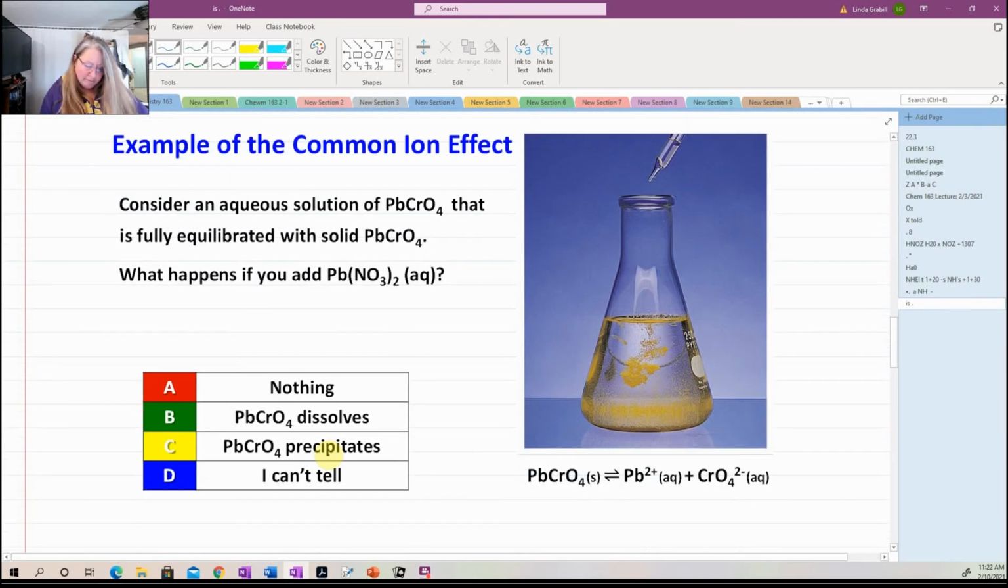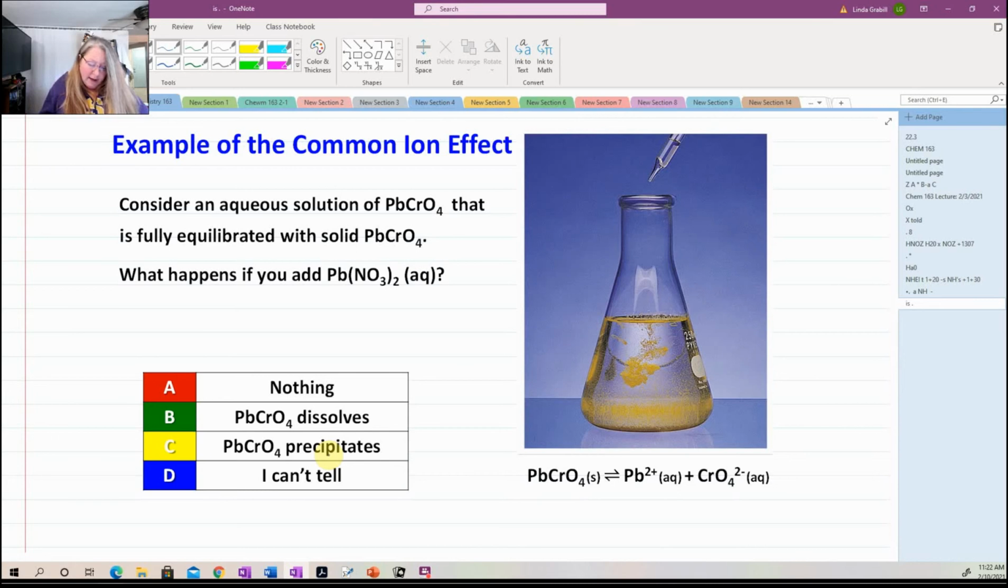So let's take a look at that. If I have lead 2 chromate and I add that to solution, that gives me lead ions and chromate ions. So that's what's sitting in the beaker. And if I add, like, lead nitrate, what do you think is going to happen? Do you think I'm going to get more of the lead chromate dissolve, I'm going to get a precipitate out, can't tell, or nothing happens?